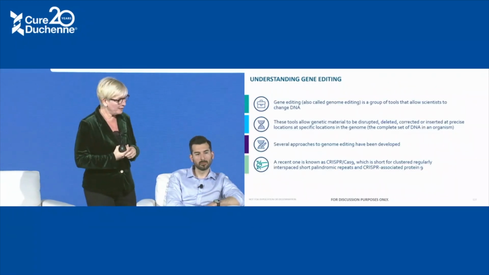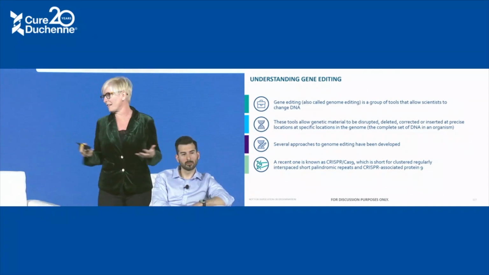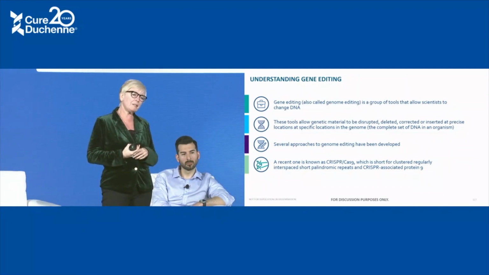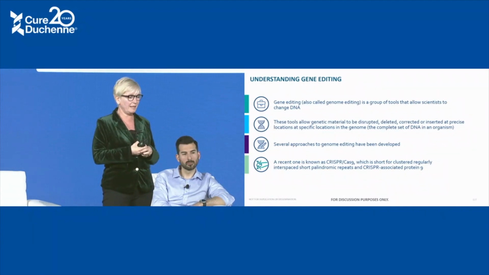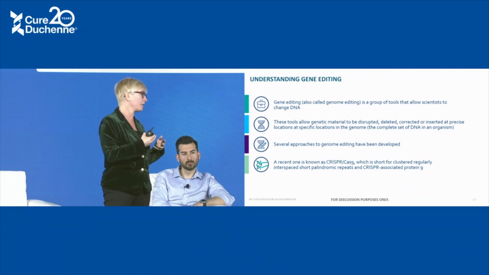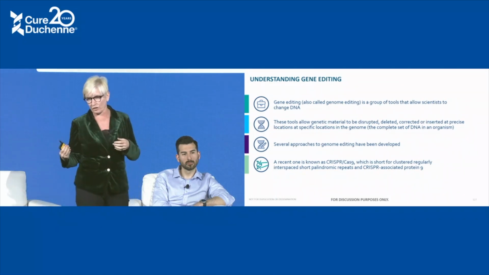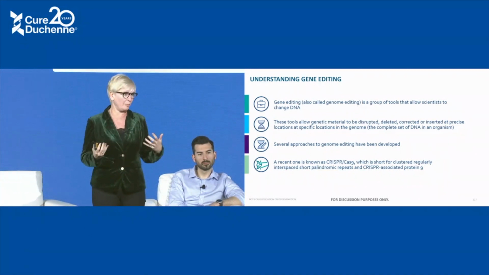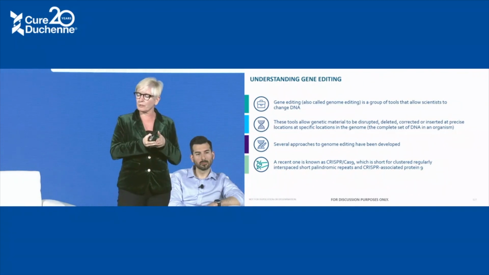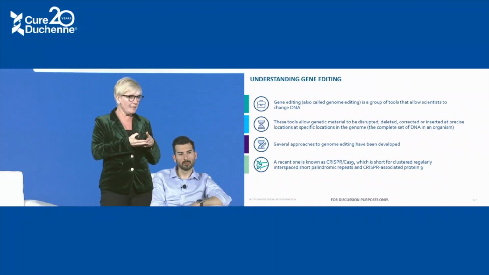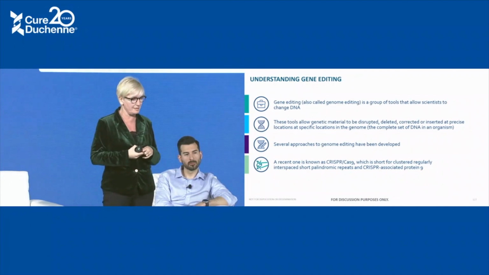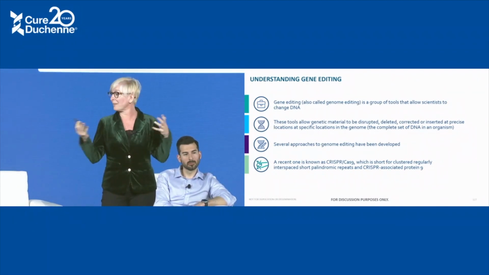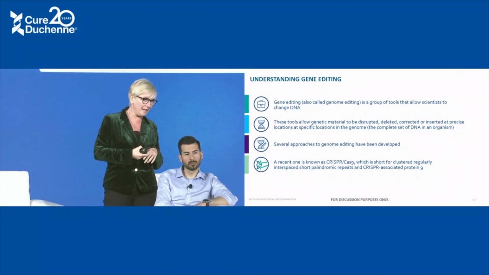Understanding gene editing a little bit more, gene editing can also be called genome editing. You can use that term interchangeably. And it really refers to a group of tools that scientists have developed that allows us to change DNA. As mentioned on the other slide, those tools can be designed to disrupt, delete, correct genes at very precise locations in the DNA. So in the case for Duchenne muscular dystrophy, that would be at precise locations in the DMD gene. Several approaches to gene editing have been developed. Several of them are actually in the clinic being investigated for other diseases. But a recent one that you may have heard of and be familiar with is CRISPR-Cas9.